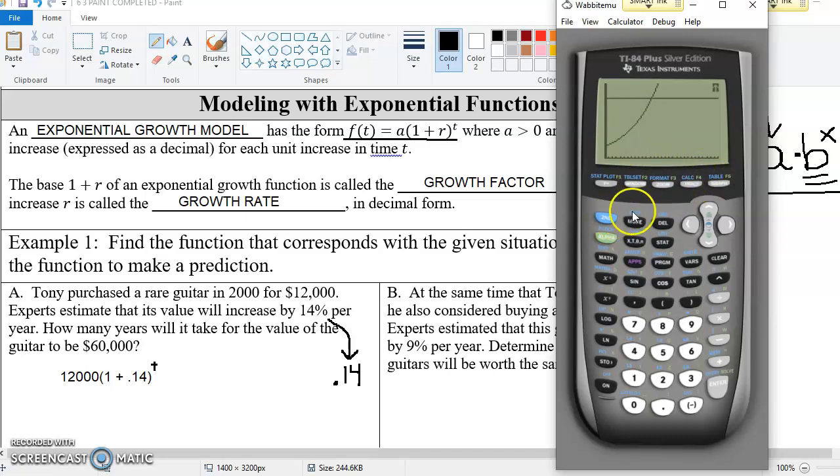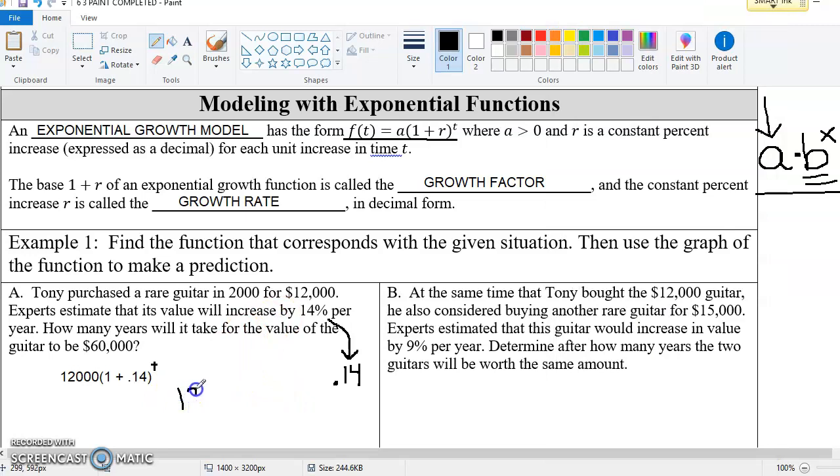Now, for the calculator to do it, you have to hit second and then calculate right up here. It was a blue word, that's why I had to hit the blue button first. And intersect, because we want to see where they cross. I'm going to hit enter like 3 times. I had said between 12 and 13 was my prediction, and sure enough, about 12.3 years was how long it took for the guitar to be worth 60 grand.